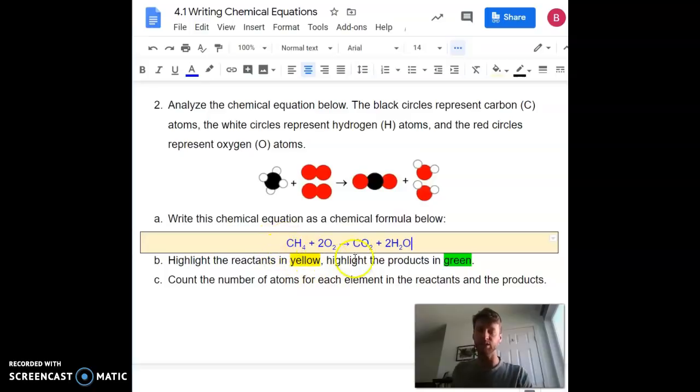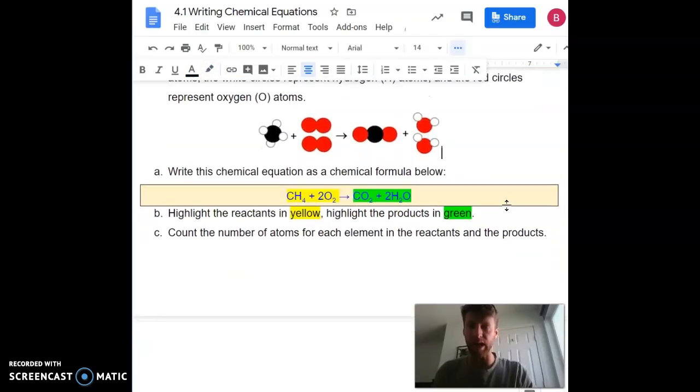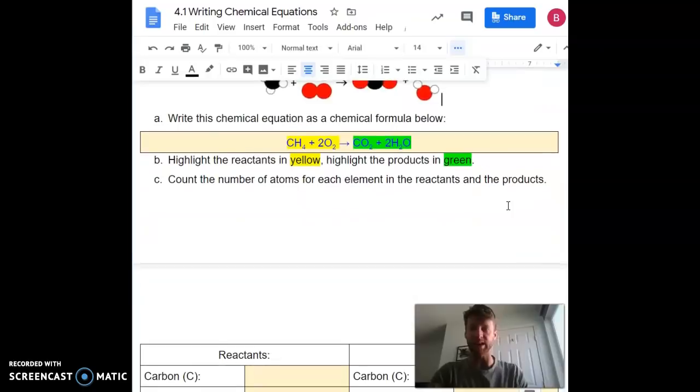Highlight the reactants in yellow and highlight the products in green. Okay, so the reactants, everything before the arrow, I'm going to go ahead and highlight those in yellow and highlight the products in green. Let's highlight those. Boom. All right, now count the number of atoms for each element in the reactants and the products.